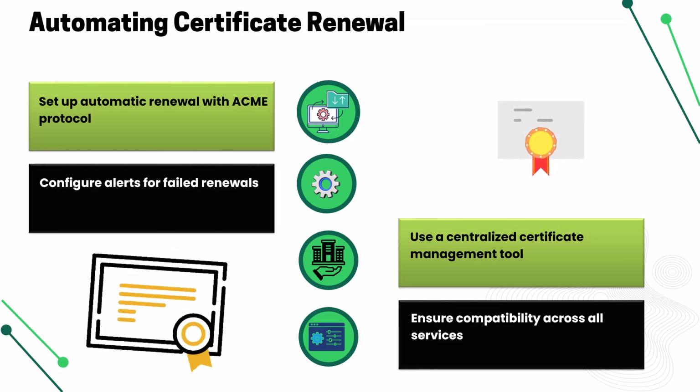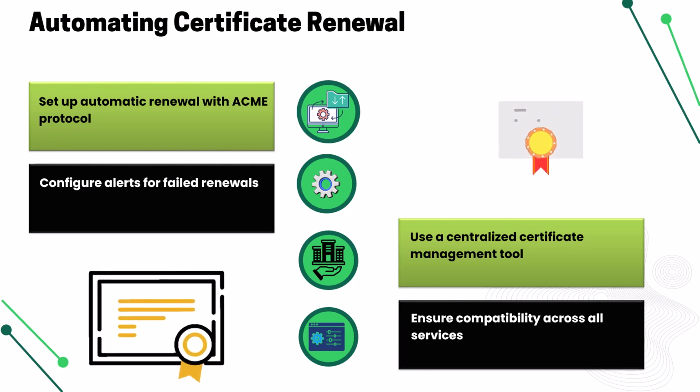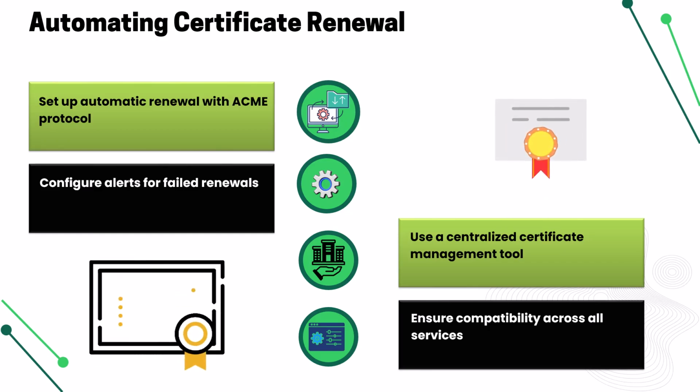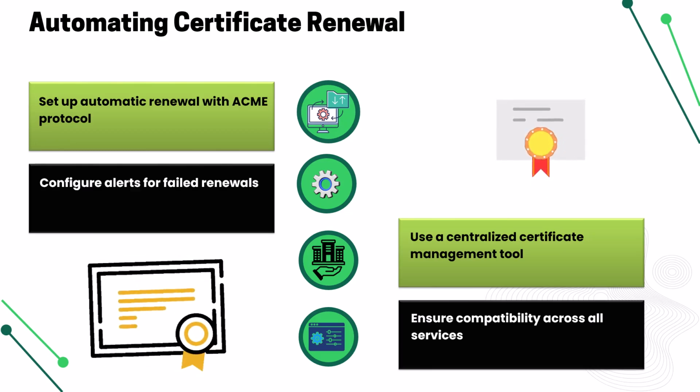Managing SSL certificates manually is a hassle, but automation saves time and prevents lapses. First, the Acme protocol helps with automatic renewal, so you don't need to track expiration dates. Next, set up alerts to catch failures early. A centralized management tool makes life easier by keeping all certificates in check. Finally, ensure compatibility across services to avoid nasty surprises.